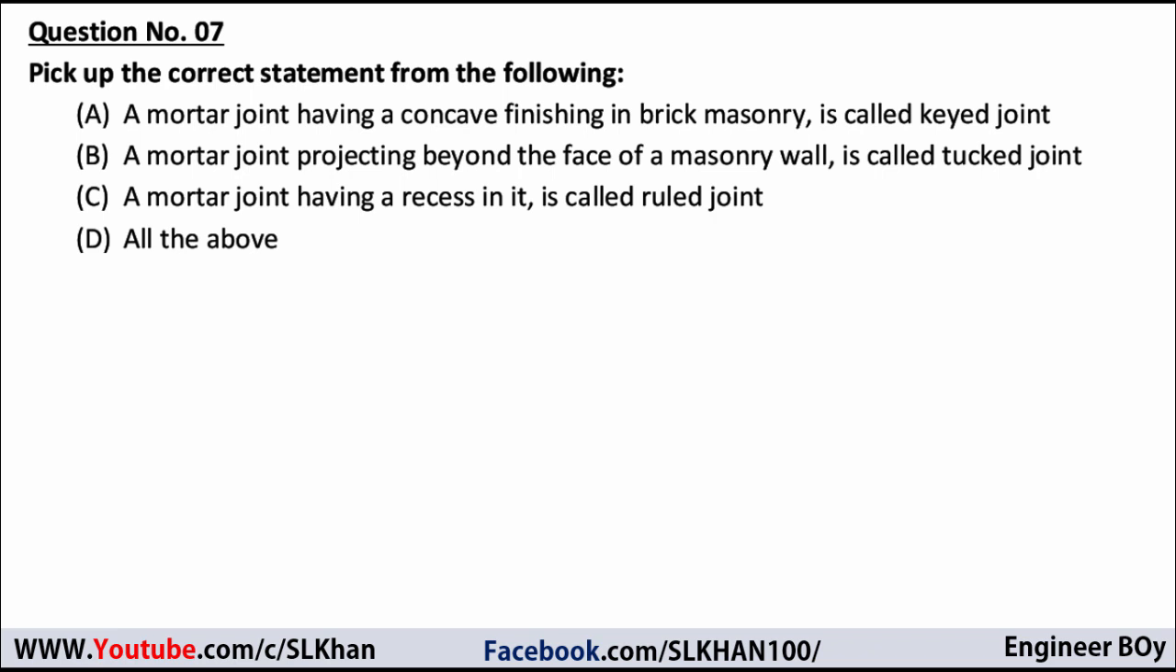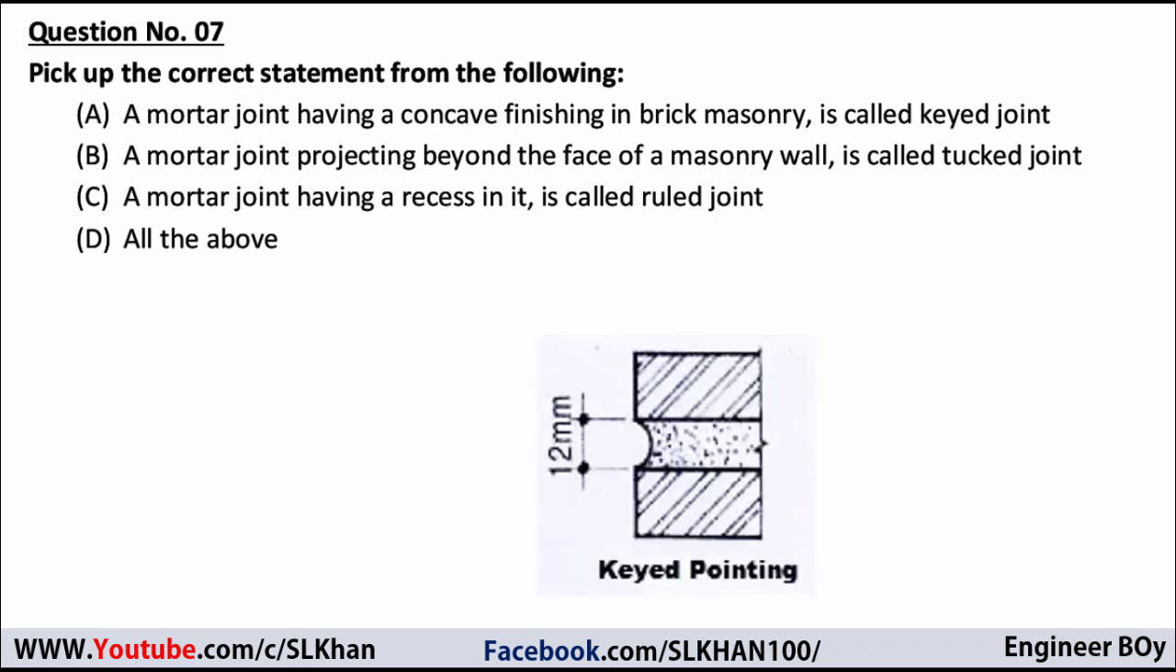Okay, just look at option A. A mortar joint having a concave finishing in brick masonry is called a keyed joint. Yes, this is the correct statement over here. Just look at the picture. This is a concave finishing, you can say a joint, or it is also pointing. So this is the correct statement according to me.